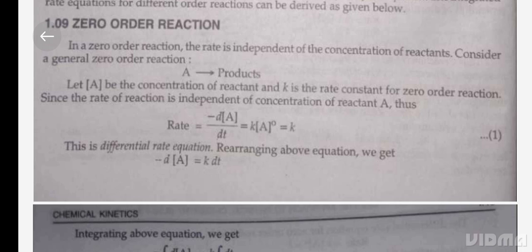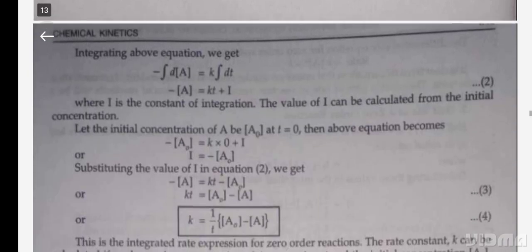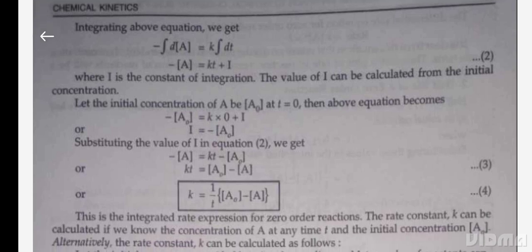Consider a general zero order reaction. Let A be the concentration of reactant and K the rate constant for zero order reaction. Since the rate of reaction is independent of concentration of reactant A, the rate is equal to K. This is the differential rate equation. Rearranging the above equation, we get minus dA is equal to K dt. Integrating the above equation, we get minus A is equal to Kt plus I, where I is the constant of integration.